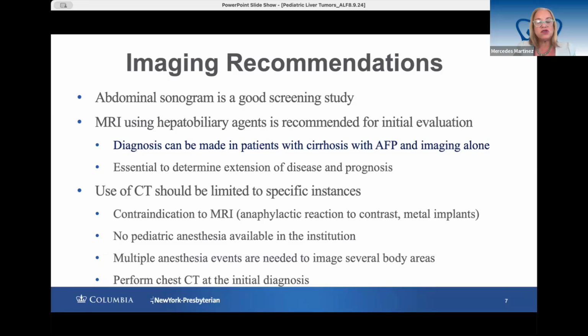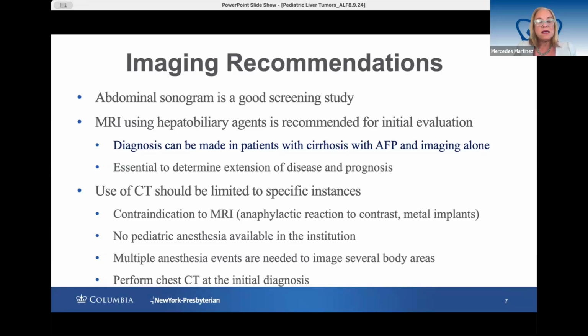Only certain patients should get a CT scan. And these are the patients that have an absolute contraindication for an MRI, like those patients that have an anaphylactic reaction to contrast or have metal implants that are not MRI compatible, like a pacemaker that can malfunction.